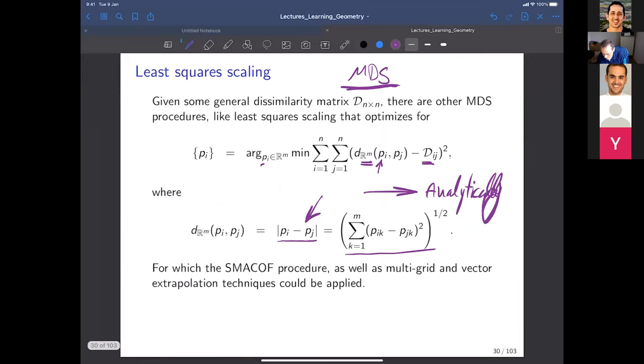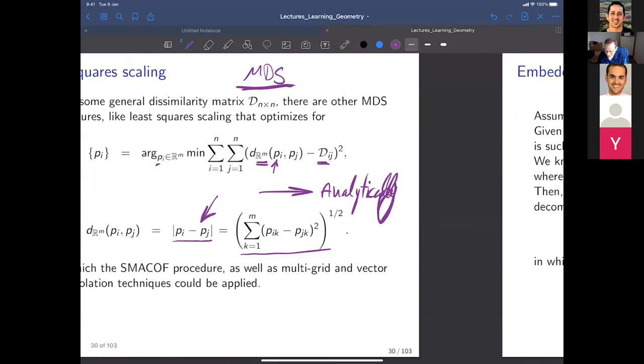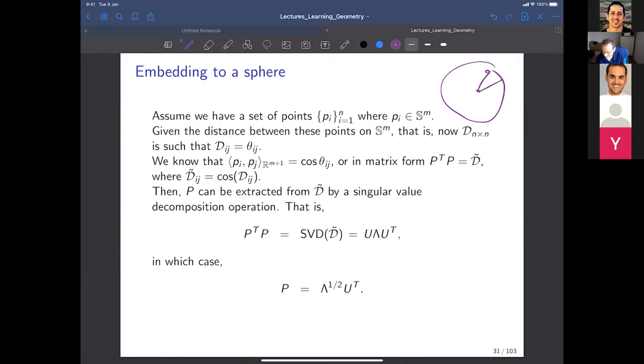Or for example, let's move on. Assume that your points, for example, are given on some sphere. Then we go back into the original problem, which is called classical scaling. Classical scaling is when you apply SVD. If they are given on a sphere, then the distance is nothing but the section of the sphere. So what you know is that the distance between two points is nothing but the cosine of the angle between the two vectors, okay?